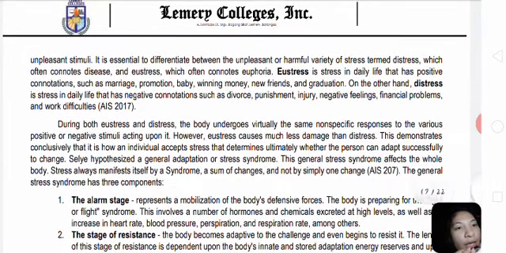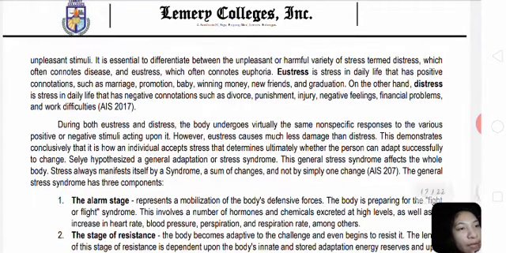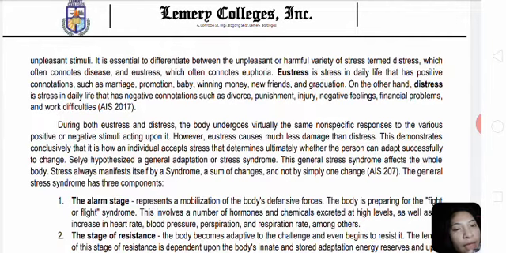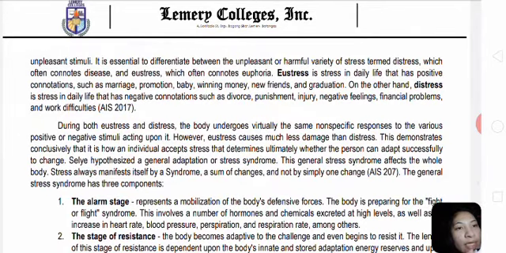However, eustress causes much less damage than distress. This demonstrates conclusively that it is how an individual accepts stress that determines ultimately whether the person can adapt successfully to change. Selye hypothesized a general adaptation or stress syndrome. This general stress syndrome affects the whole body. Stress always manifests itself by a syndrome, a sum of changes, and not by simply one change. AIS 2017, the general stress syndrome has three components.